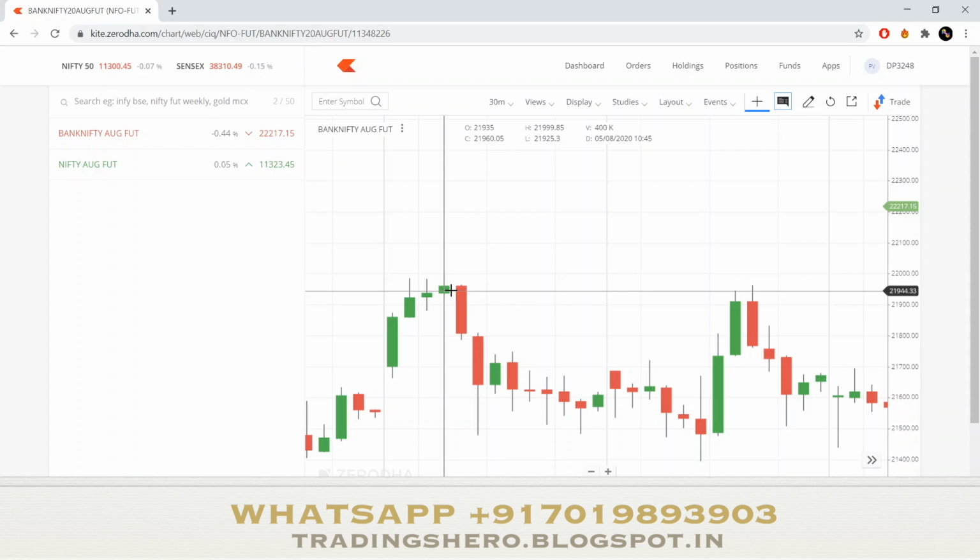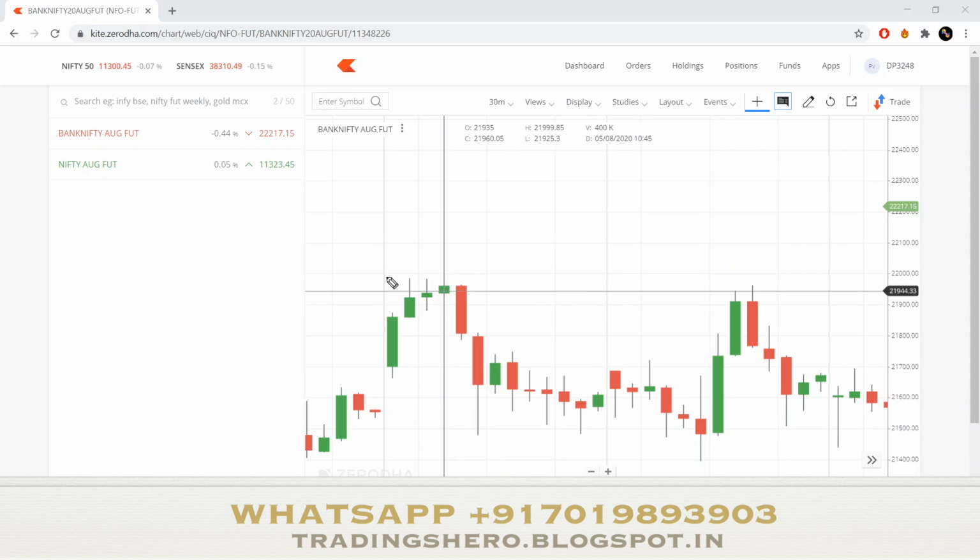Now what you have to do is mark the high and low of the fourth candle. Got it? So mark the high and the low. Now after marking, if the high breaks, you will buy it, or if the low breaks, you will short sell. Got it? So this is how you have to take a trade.